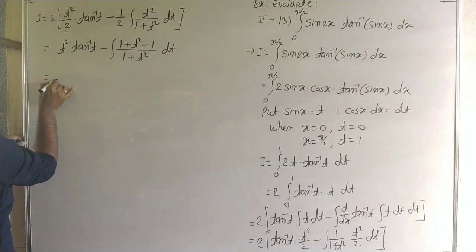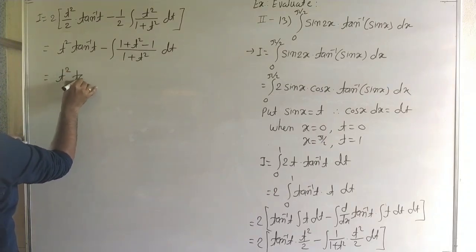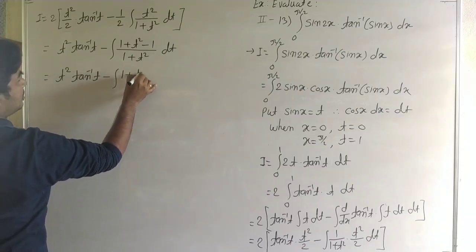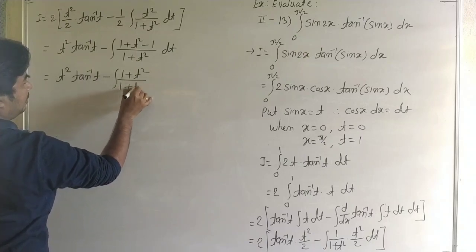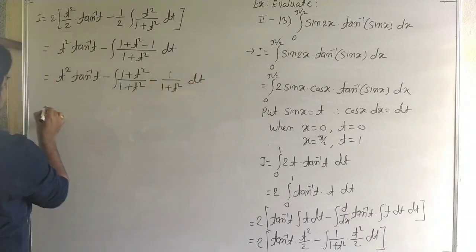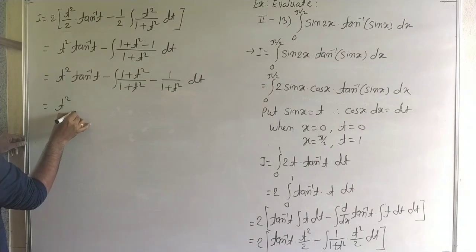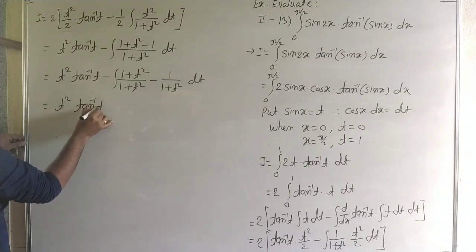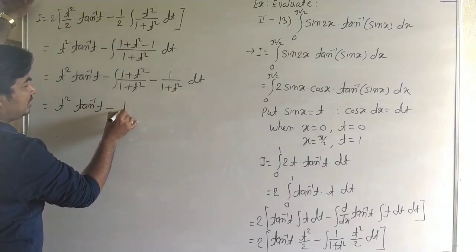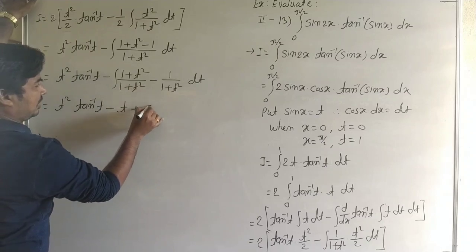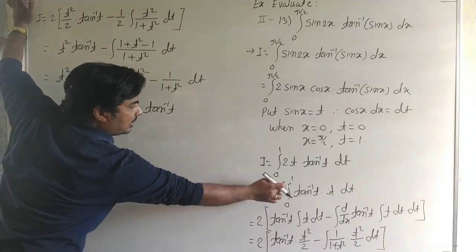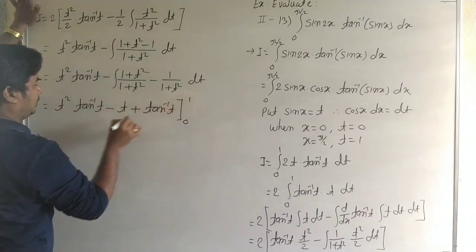Now t square into tan inverse t minus integral of 1 plus t square upon 1 plus t square minus 1 upon 1 plus t square dt. And now, last, t square tan inverse of t, see carefully, minus, 1 plus t square get cancelled. Here it is 1, and the integral of 1 is t. This minus becomes plus, and the integral of 1 upon 1 plus t square is tan inverse t. It is a definite integral, so put the limit 0 to 1.